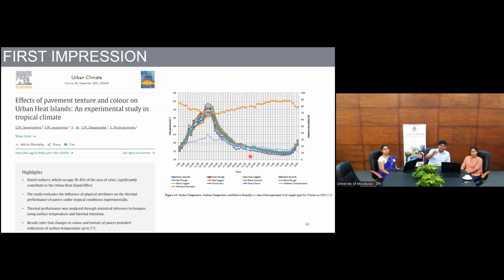So even not the first impression, this is after 3 or 4 weeks of arranging things, and this is what we see. Simply, what this means is there are different types of paver materials, paints on top of different pavers, and how the temperature profile varies. So you can see they are clustered together, and it's very difficult to compare them.